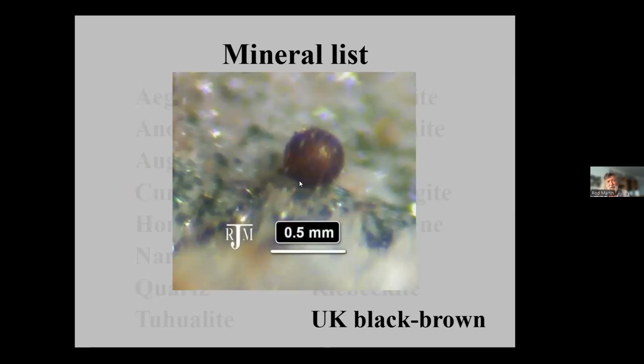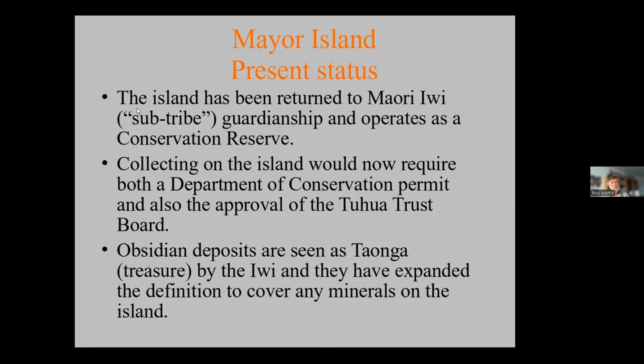Little balls. I don't know that any analysis has been done. If I had to hazard a guess, I'd probably say they're just weird hematites, but hematite is not that common out there. So what's the present status?